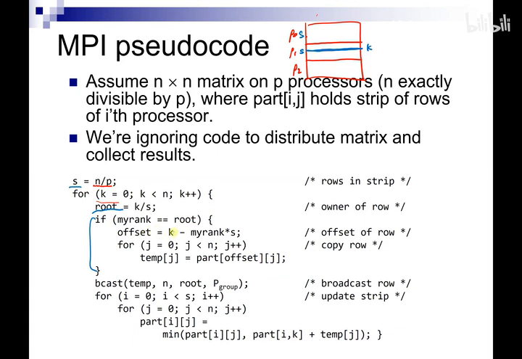He needs to figure out which row k corresponds to in the s rows that he's got. So he computes this offset, and then all this stuff is to copy the kth row that he has into some sort of a temporary array. And then we're going to broadcast this temporary array, and it's going to be the root doing this.